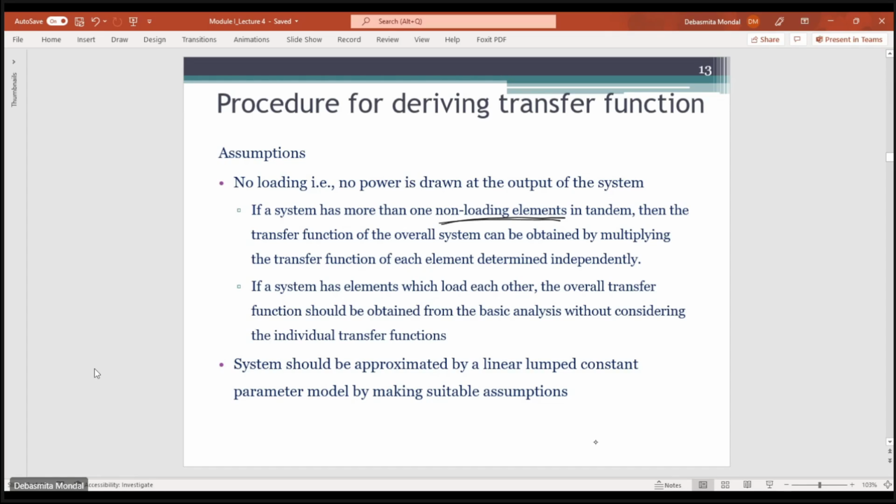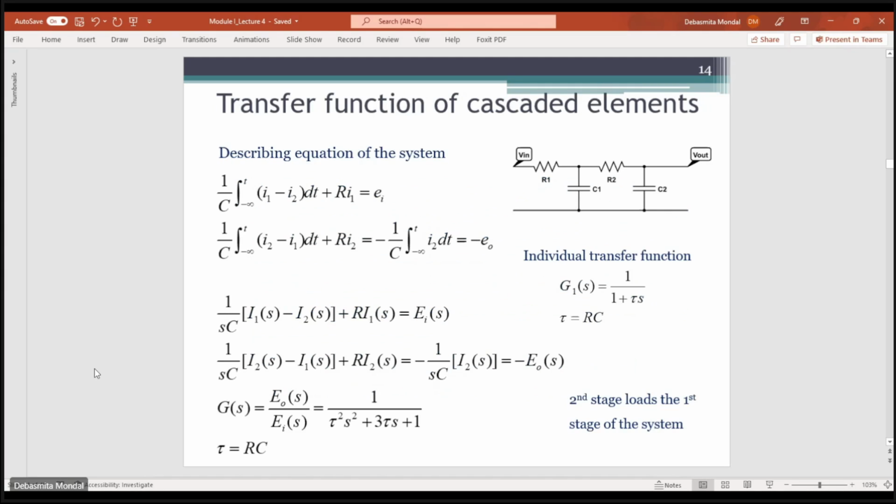Okay, so this is something which always needs to be kept in mind, that multiplication of individual transfer functions is only valid if the components are not loading each other. Also, another assumption is that the system is usually approximated by a linear lumped constant parameter model. We are not dealing with a distributed parameter model, and then we can derive the transfer function of a system.